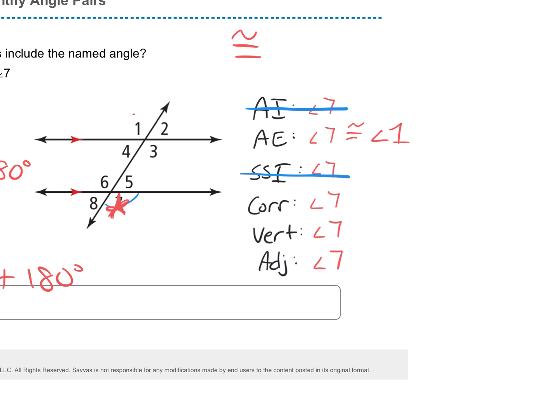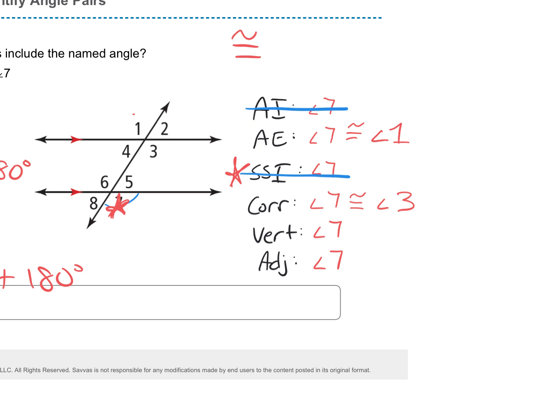Corresponding. What do we think? I heard 3. Did anybody say anything different? Okay, it is angle 3. What do we know about corresponding angles? Corresponding angles are congruent. Remember, the oddball out for adding to 180 is SSI.